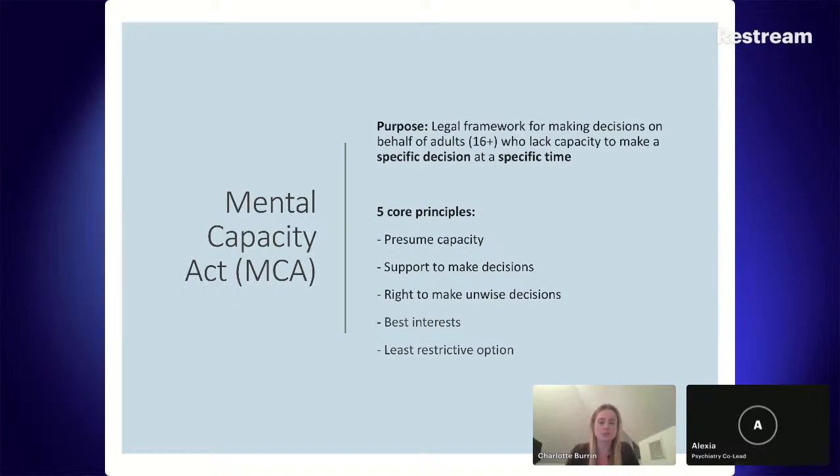For example, somebody with dementia might have capacity to decide what to wear in the morning, but they might not have capacity to consent to a hip replacement. So it's really important that we think about this on a specific decision basis.